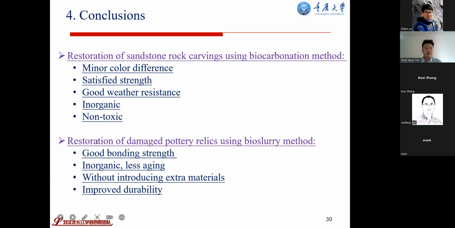Also, another one is about restoration of damaged pottery relics using the bioslurry method. We got good bonding strength, as you can see from the video. And also, it's an inorganic one. We got less aging because the precipitation is pure calcium carbonate. During repair of the pottery relics, we also do this without introducing extra material, because we only introduce the calcium carbonate, and the original material also contains this. Finally, we improve the durability because it's an inorganic one.